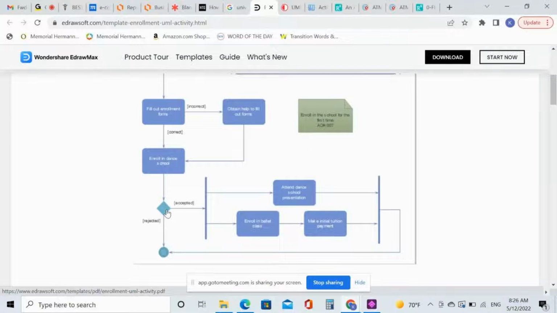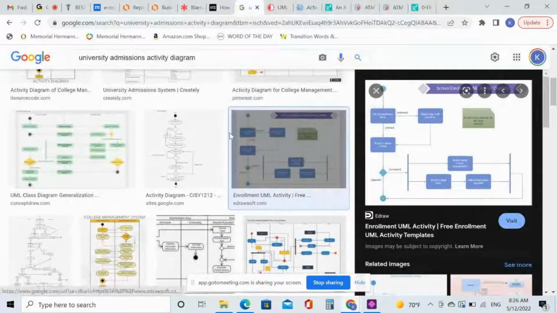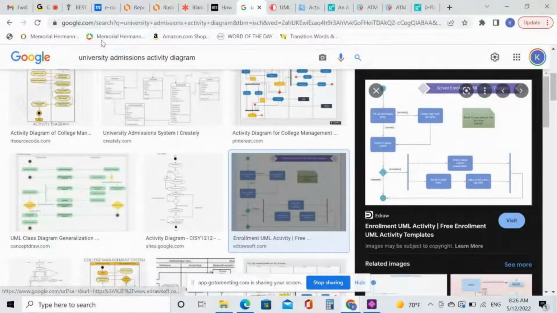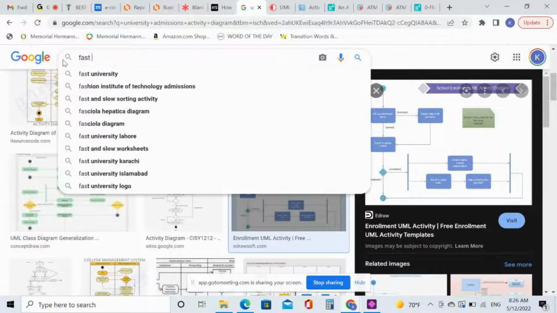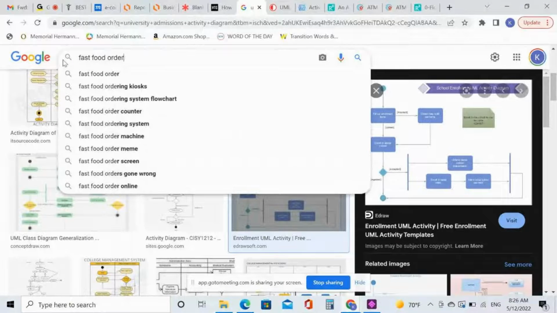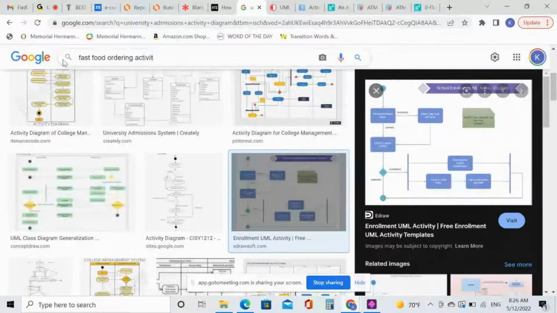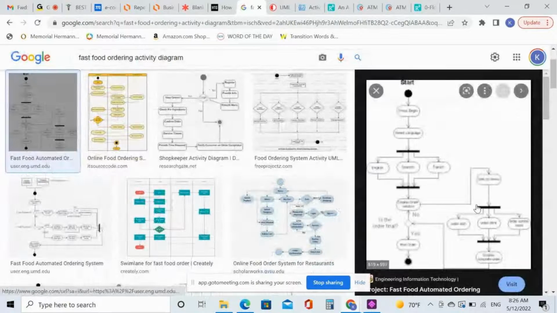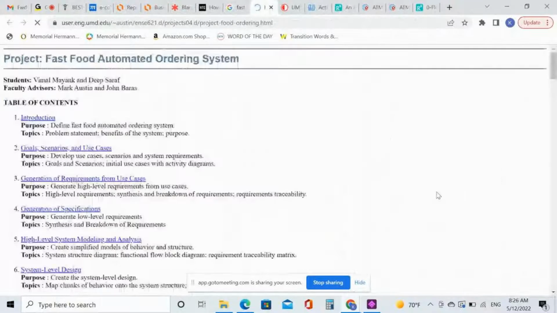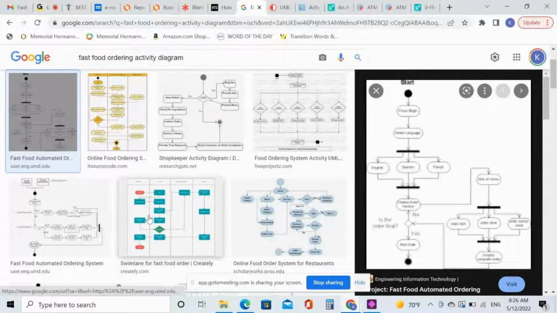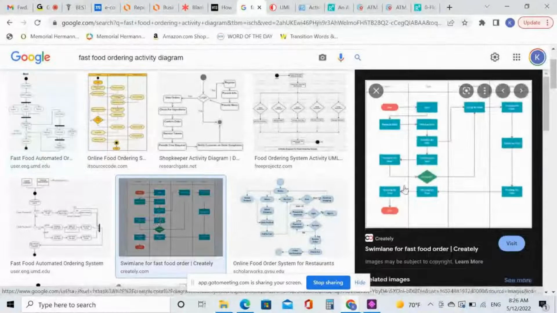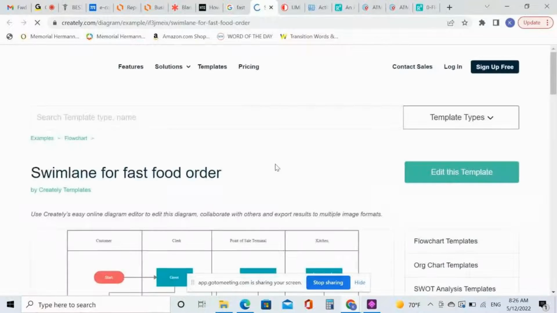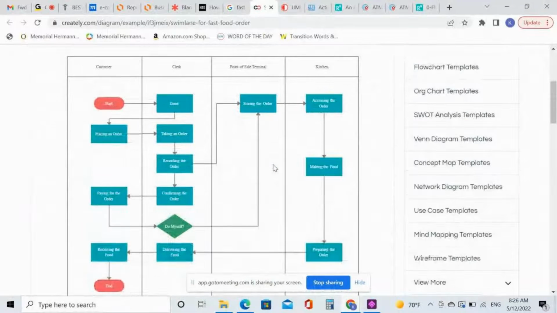Maybe fast food ordering activity diagram, when you go to KFC or McD and order food, right? So say fast food ordering activity diagram. See the green and red one, on the second row, second one. This one? Yeah, check once. Can you open it? Yeah, fine. This looks fine.